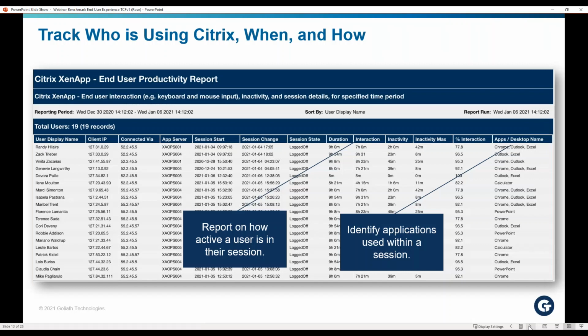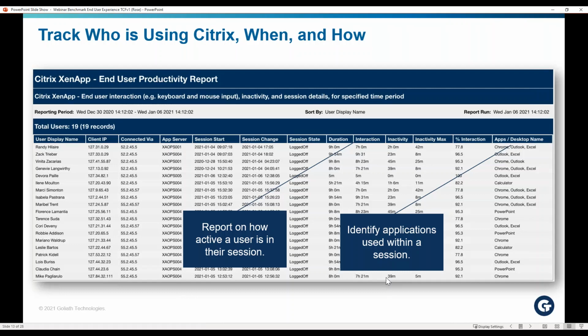After that finding, I'll talk about another report that we were able to show them, where they were interested in understanding who was using Citrix, when, and how. This is an end user productivity report that is unique to Goliath. The client was interested in more than just when a user logged on and off for the day. They wanted to understand their level of productivity. How much were they actually interacting within their Citrix sessions? That's exactly what this report does.